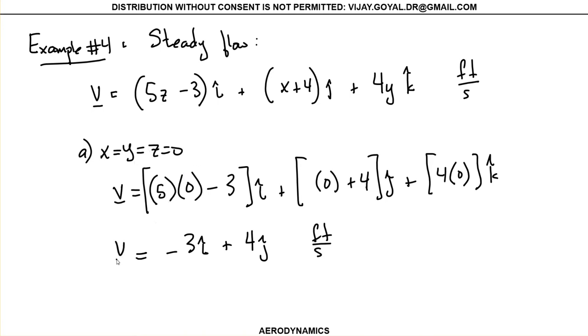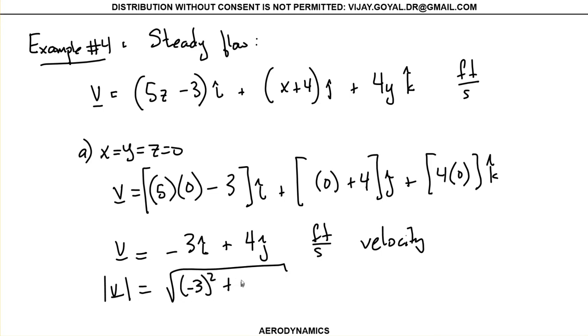This is the velocity. Let me write it down. Velocity. The magnitude, however, will be the speed: the square root of minus 3 squared plus 4 squared plus 0 squared, and that would give me 5 feet per second, and this is the speed. Okay.